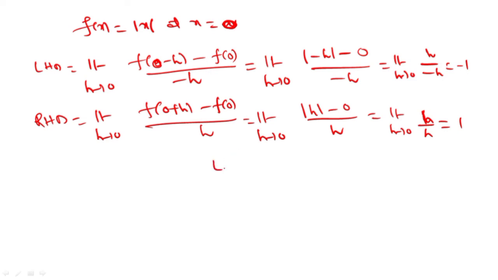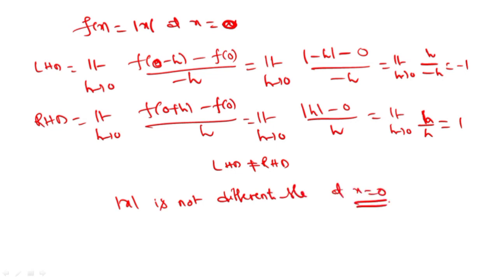Mod h is h by h is 1. So both are not same. LHD is not same as RHD. Right hand derivative is not same as left hand derivative. So therefore mod x is not differentiable at x equal to 0.